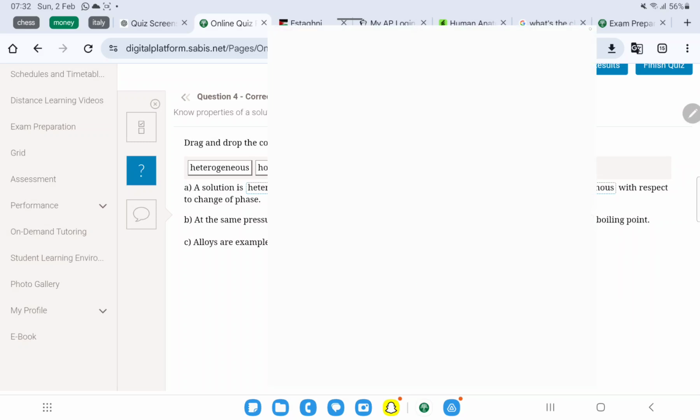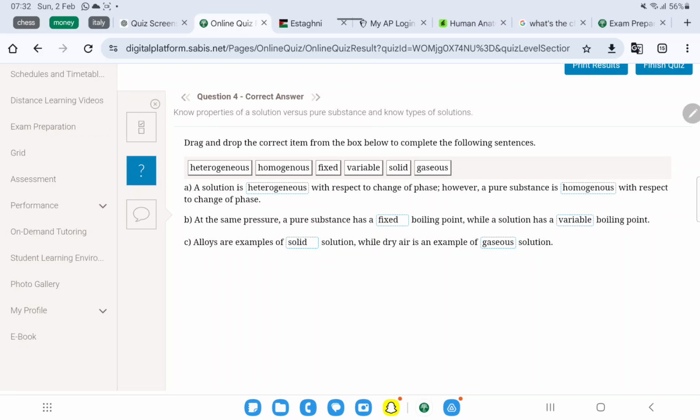At the same pressure, a pure substance has a fixed boiling point, while a solution has a variable boiling point. Yeah, from the previous question we know that pure substances have a fixed boiling point, while solutions have a variable boiling point. The boiling graph of a pure substance would look something like this. It would start boiling about here, and then it would have a constant temperature, while a variable one would start boiling around here and then keep increasing in temperature.